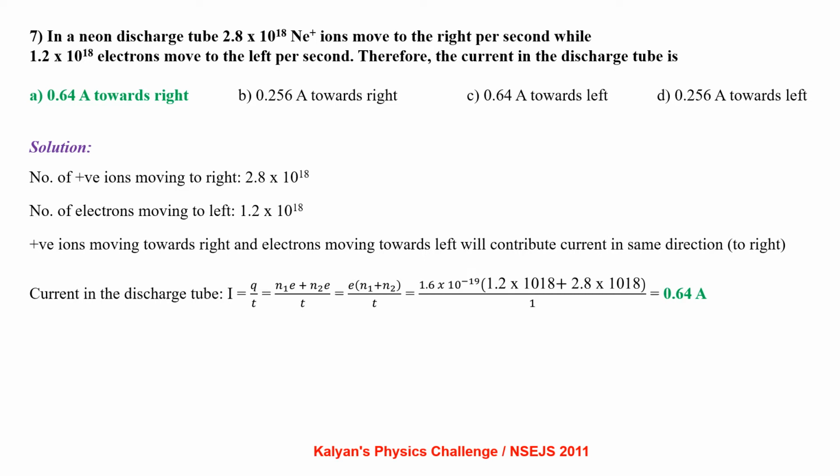Therefore, the current in the discharge tube is: number of positive ions moving to the right, 2.8 × 10^18, and number of electrons moving to the left, 1.2 × 10^18. So the positive ions moving towards the right and electrons moving towards the left will contribute to the current in the same direction, that is towards the right. Now the current in the discharge tube I = Q/T, that is (N1e + N2e)/T. Upon substituting the values, we get the current to be 0.64 ampere.